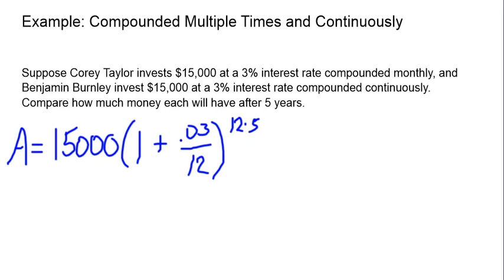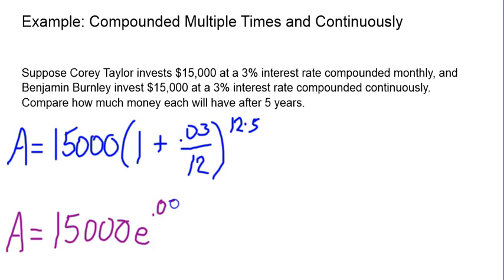And then if we're looking at the equation for Benjamin Burnley, we have A is equal to 15,000 times e raised to r times t. So our rate is 3% times the number of years, which is 5.